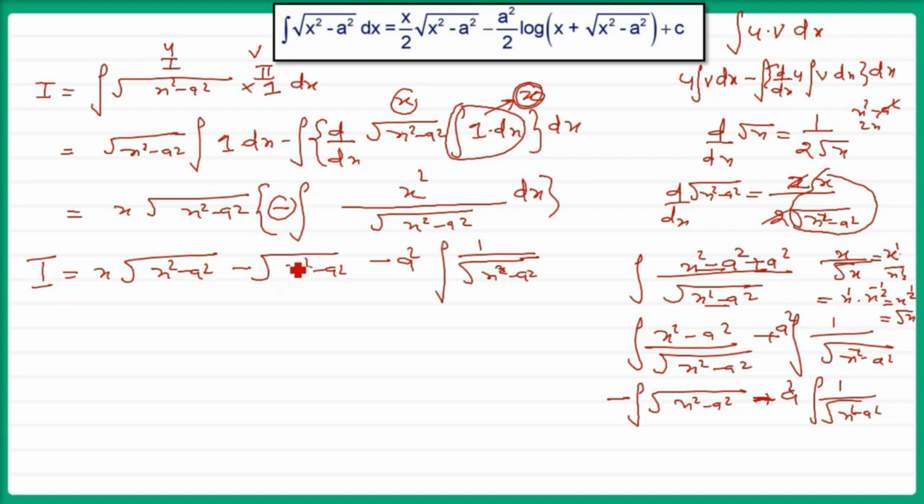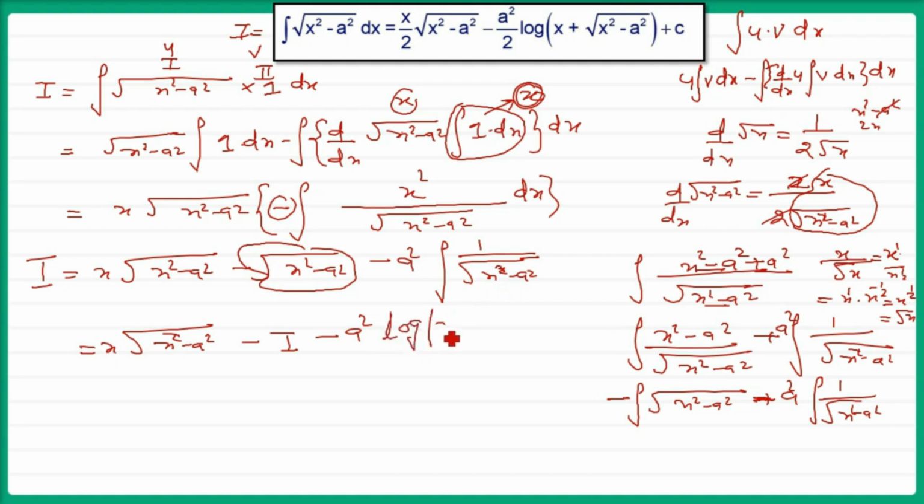Now you see there is already an I in between. This is I only, from where we started. So we can just replace the middle term by I, and this one, x under root x square minus a square, remains unchanged, and this is negative a square. But there is a direct result for the integration of 1 by square root of x square minus a square. What is the result? I am writing the direct formula. It's log modulus of x plus under root x square minus a square.